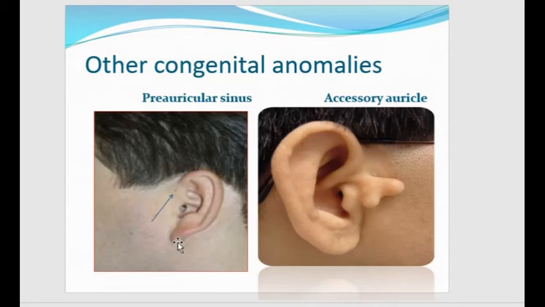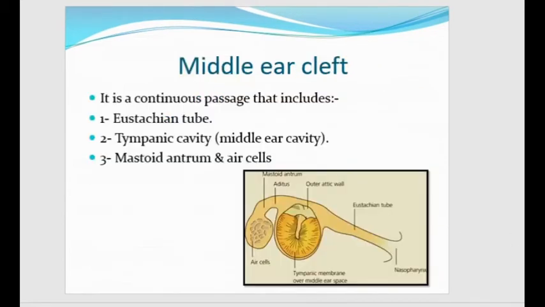life. The auricle is developed from the first and second branchial arches, 3 pieces coming from the first, 3 pieces from the second, and they unite with each other and they form the auricle. There is failure of union of these, we'll end up with this preauricular sinus. Or accessory auricle, which is nothing, just an accessory tissue.